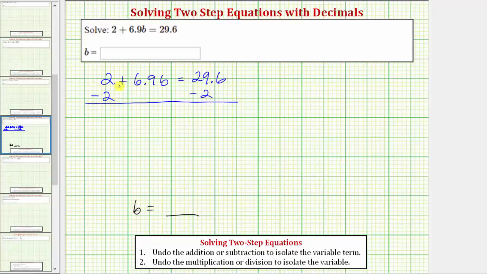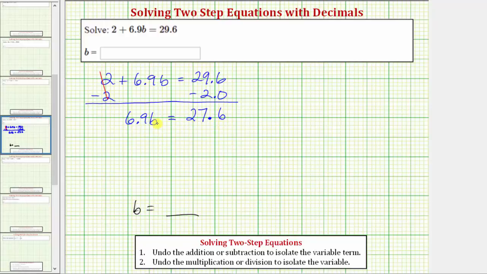Subtracting 2 undoes the positive 2, or 2 minus 2 is equal to 0, and therefore the left side is now just 6.9b. On the right side we have 29.6 minus 2. We can also write 2 as 2.0. Move the decimal point down to the difference and subtract. 6 minus 0 is 6, and 29 minus 2 is 27. Now we have the equation 6.9b, or 6.9 times b equals 27.6.